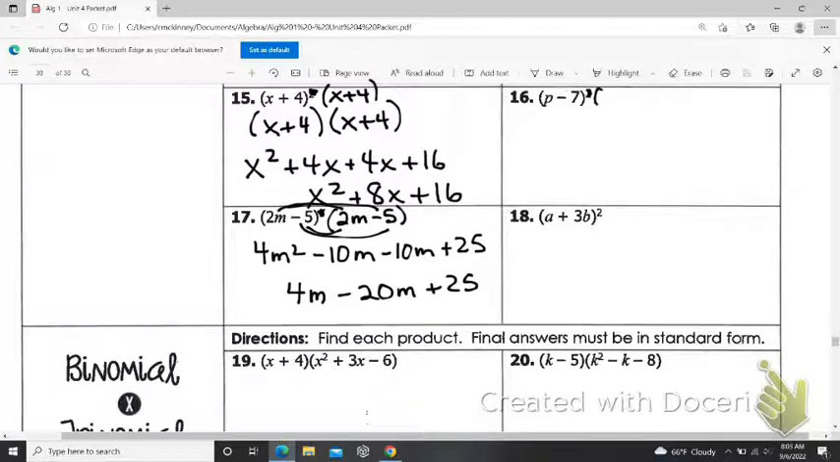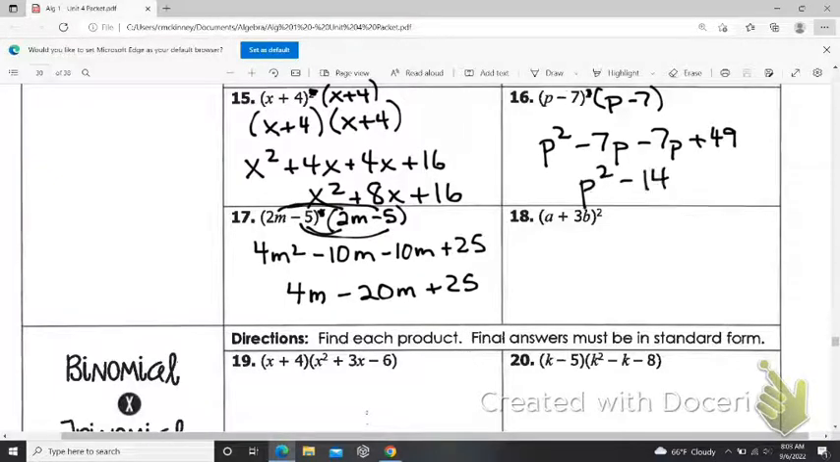So squared means it's written twice, and then I distribute p times p, p times negative 7, negative 7 times p, and negative 7 times negative 7. Combine those middle terms. Very interesting. So, again, this means this times itself. And you could just scratch out the 2 and go from there.